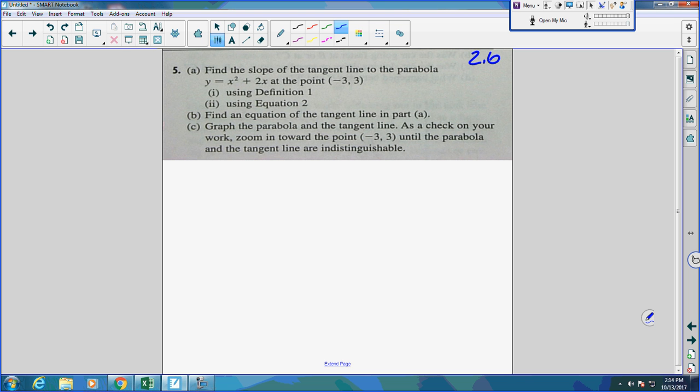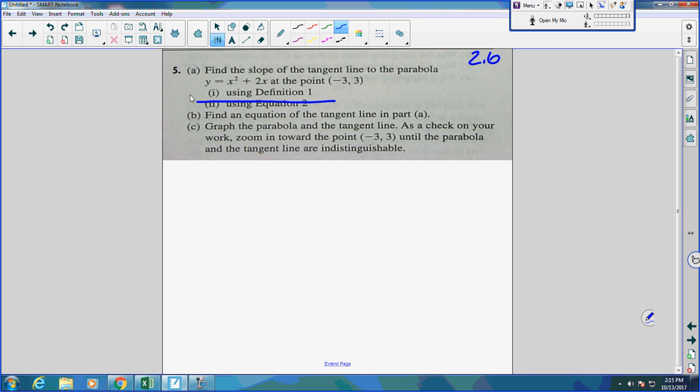If you want to know the definitions, one of them is the limit as h approaches 0 of f of a plus h minus f of a over h. The other one is the limit as delta x goes to 0 of f of x plus delta x minus f of x over delta x. They're the same. So let's just do one, okay?